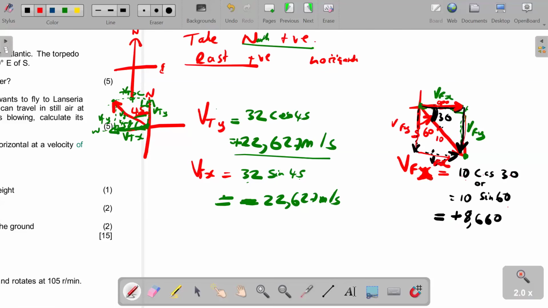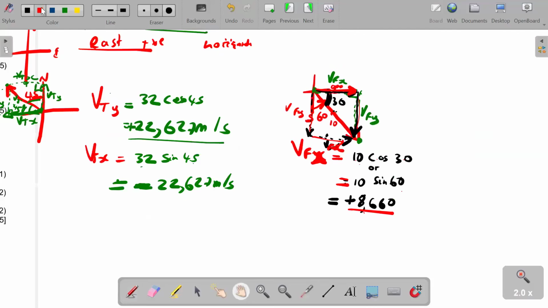So I hope that didn't lead us astray there. The mistake that I just made, I'm just correcting that. This is VFX that I'm just calculating there, right? I've just calculated VFX, and it's this size. And it is positive. Why is it positive? Because I took east as positive when I was choosing. Why did I do that? Because these are vectors we are dealing with, and we ought to choose one direction as positive.